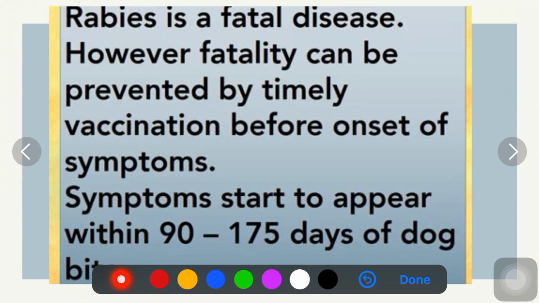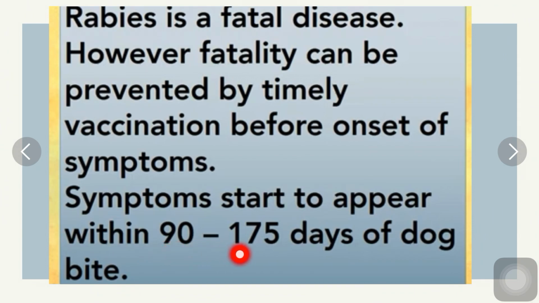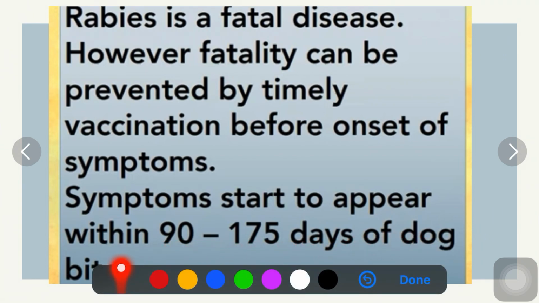Rabies is a fatal disease. However, fatality can be prevented by timely vaccination before onset of symptoms, means before occurring of symptoms. Symptoms start to appear within 90 to 175 days of a dog bite.